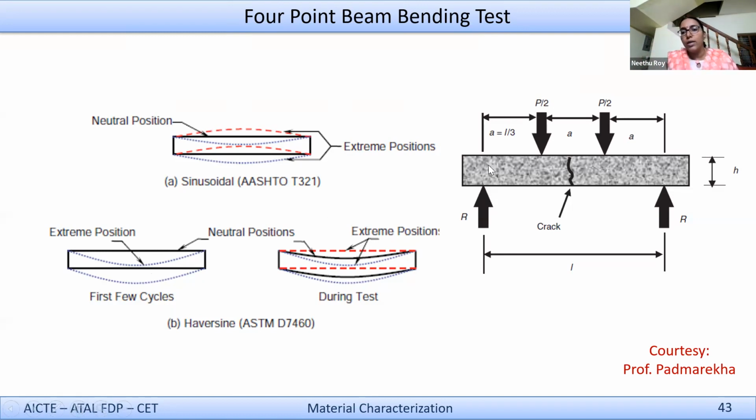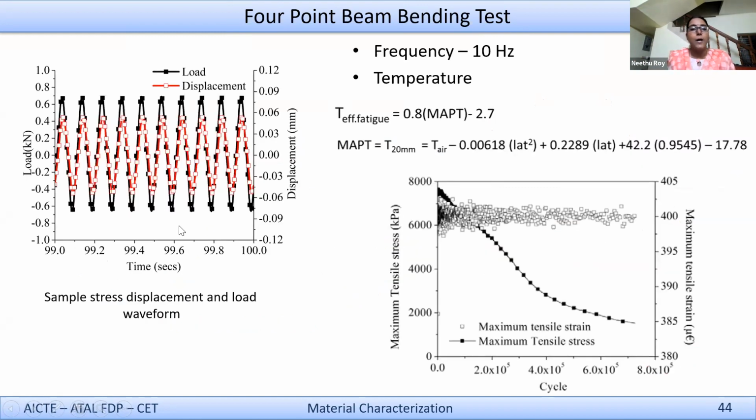Okay. Now these are the loading points. It is P by 2, P by 2, and a are the spacings between the 3 points, or the 3 spacings, and essentially L is the distance between the 2 supports. And you have the loading. If you apply the loading, the displacements will be like this, or you will control the displacement as one particular strain, and you will note down how the stresses are varying.